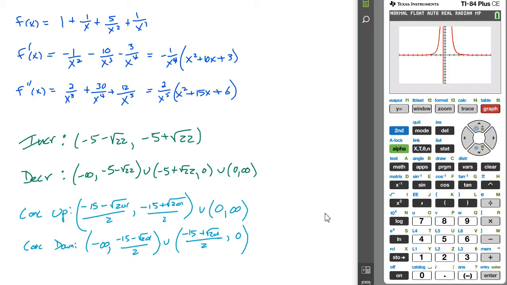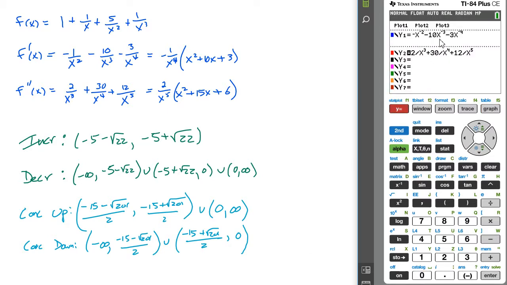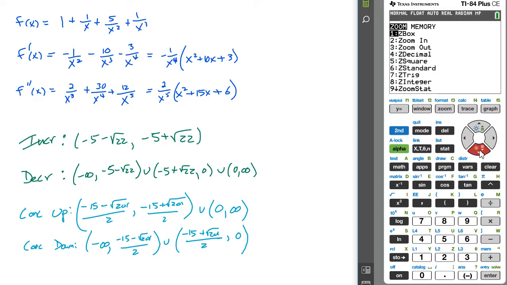Okay, so here I've gone to y equals, and that's my first derivative, and that's my second derivative. I'm going to turn off the second derivative, and I'm going to type in the actual function itself, which is just 1 plus 1 over x plus 5 over x squared, and plus 1 over x cubed. Okay, and so that's my function. I'm just going to go to a standard zoom. So zoom, 6th option.